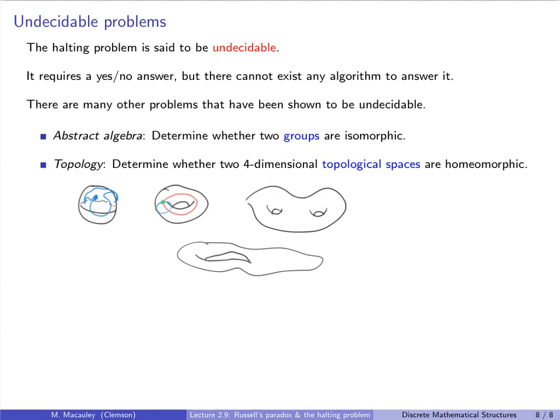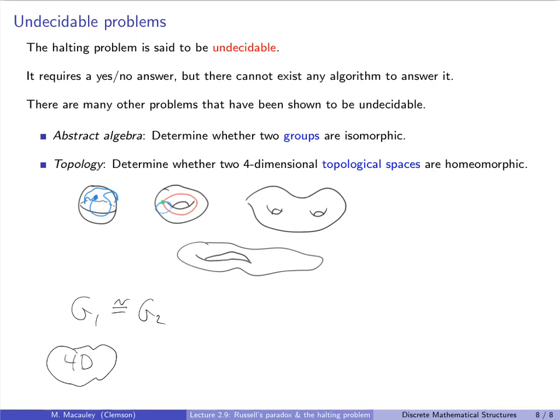It turns out that given any group, you can actually build a topological space. You can build a four-dimensional surface whose path group, this is called the fundamental group of the surface, is that group. So in other words, if you want to know whether G1 is isomorphic to G2 for two abstract groups, what you can do is build two four-dimensional surfaces.